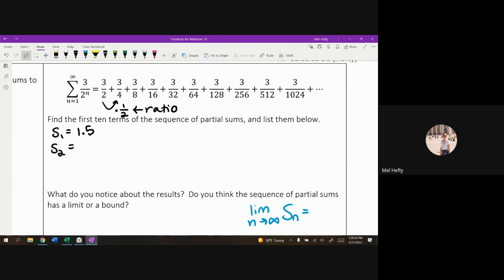So I just put 3 halves over 4, and then the next one you should just do plus 3/8 and then plus 3/16 and then break it up.